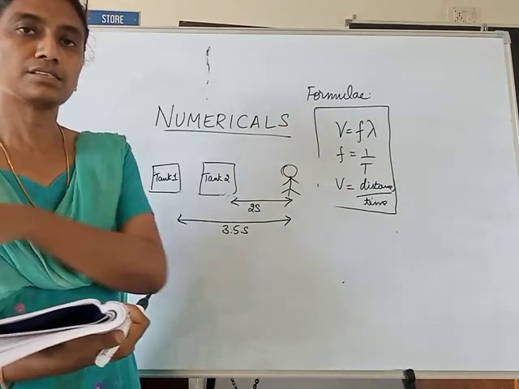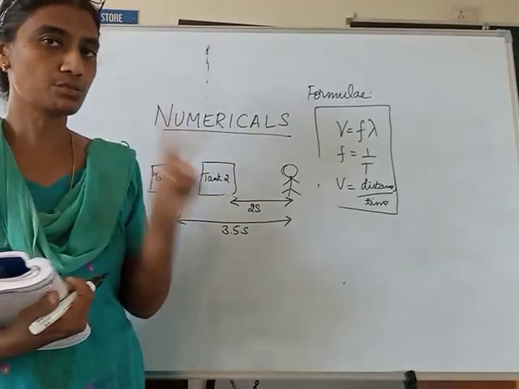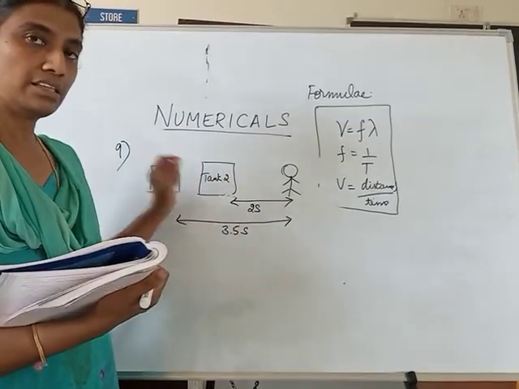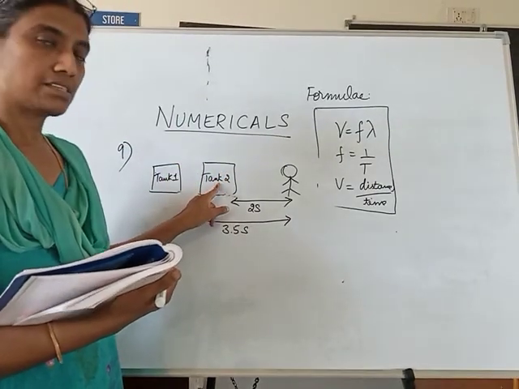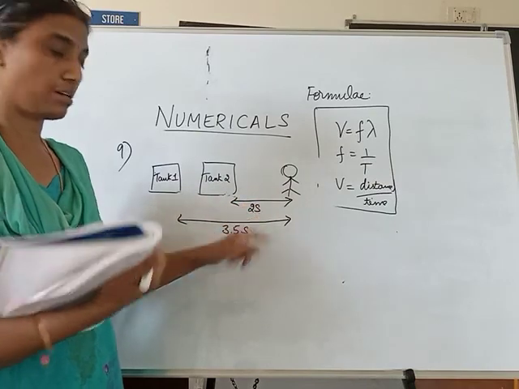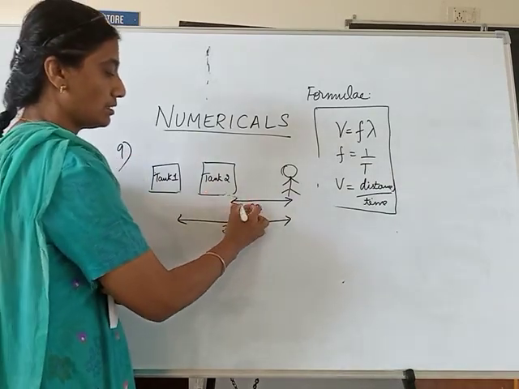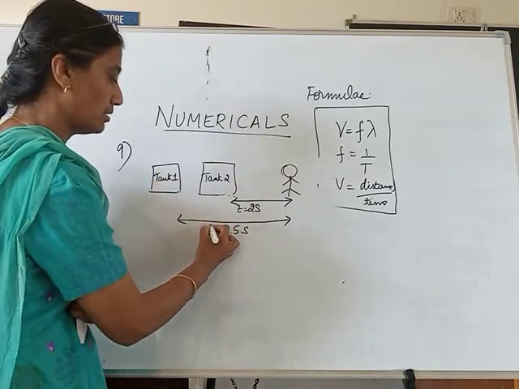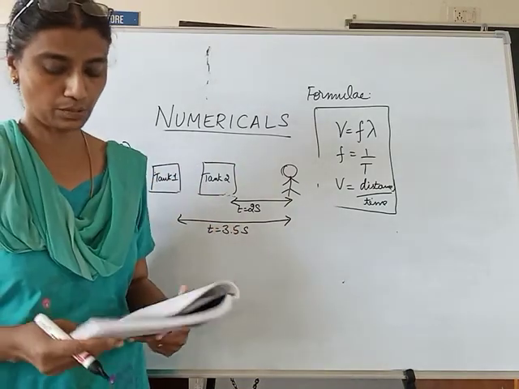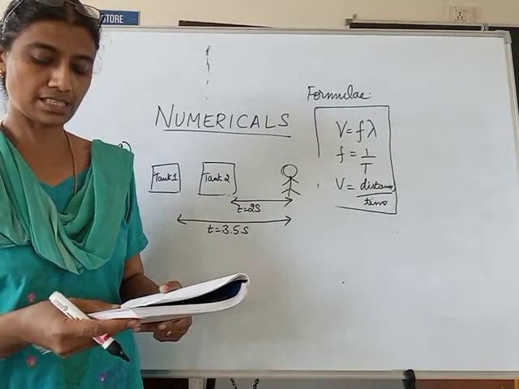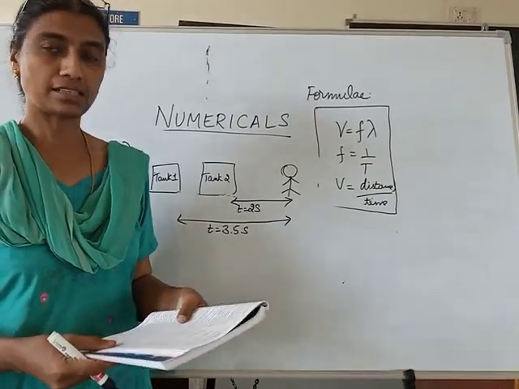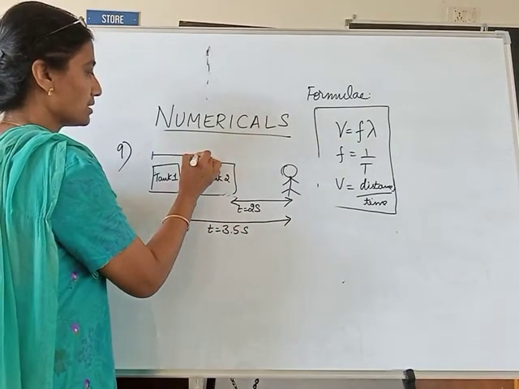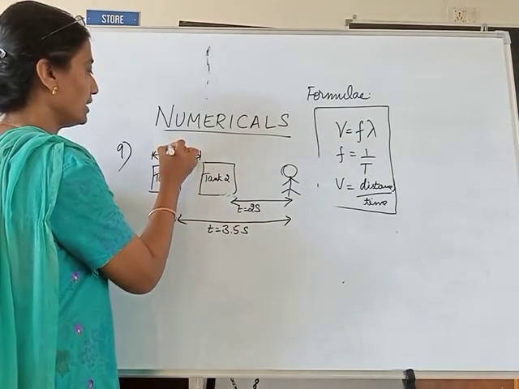Is it clear, children? So this is the first thing you should know. He hears two sounds, one after 2 seconds, one after 3.5 seconds. So you should use that from the nearest tank, he would have heard the first sound. So the time taken here is 2 seconds. The time taken by the sound to travel from here to here is 3.5 seconds. Okay, one more piece of information is given. What is that? The distance between the two tanks is 510 meters.